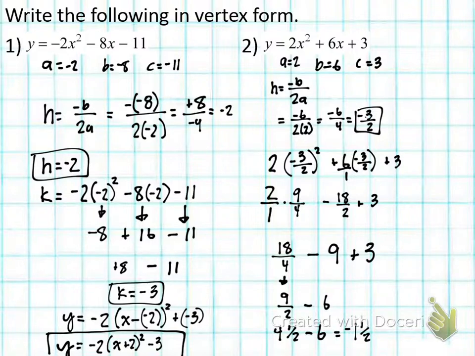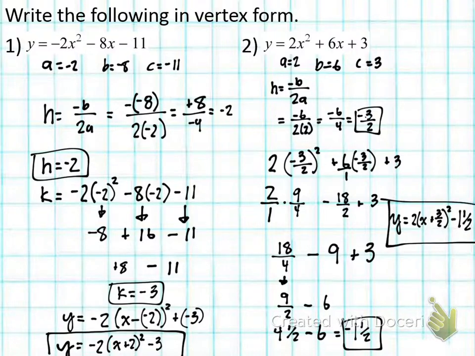Okay? So now our h and k, this is our k down here. This is a harder problem, by the way. We just go to our vertex form. We go y is equal to a, which we said in this example is 2, times x minus h. We said h is negative 3 halves, so we're going to do plus 3 halves squared. And then we said our k is going to be negative 1 and 1/2. Okay? And that's your answer.